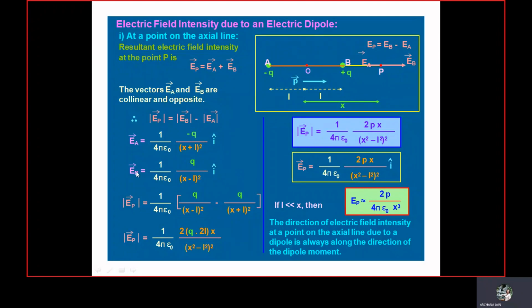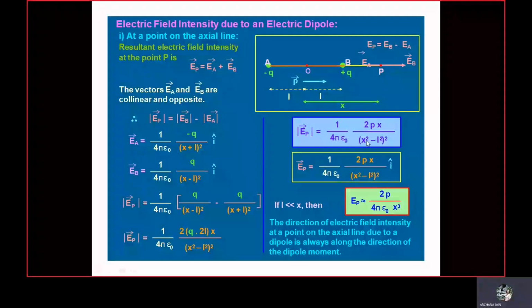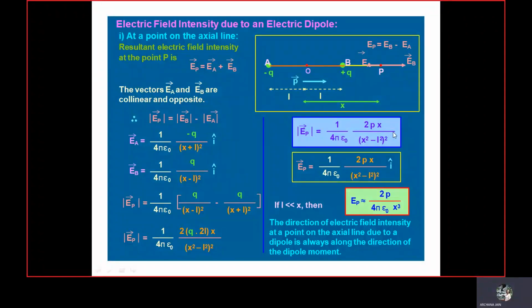We substitute the values of EA and EB, modulus of EB minus EA, and we will get 1 upon 4 pi epsilon naught, q upon (x minus L) whole square minus q upon (x plus L) whole square. We can take q common from this and take the LCM. It comes out as (x square minus L square) whole square, and then calculating it, we will get 1 upon 4 pi epsilon naught, 2q into 2L x. q into 2L is replaced by p. That's why it becomes 1 upon 4 pi epsilon naught, 2px upon (x square minus L square) whole square.